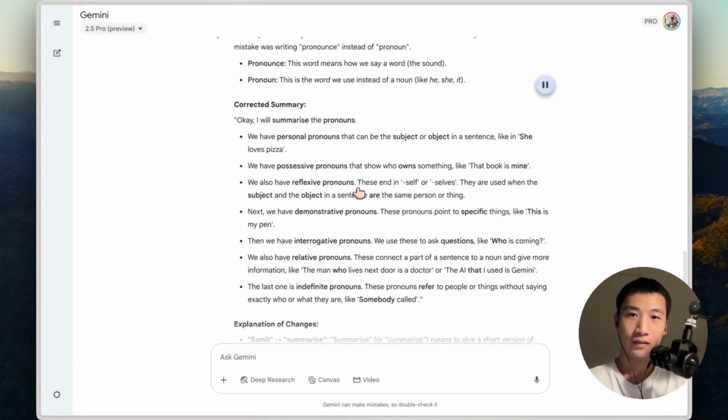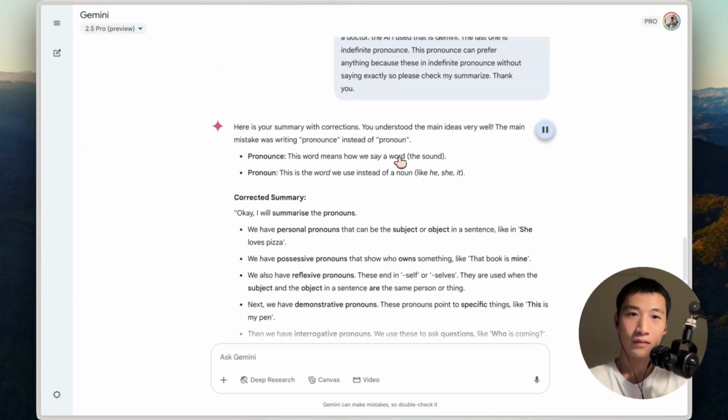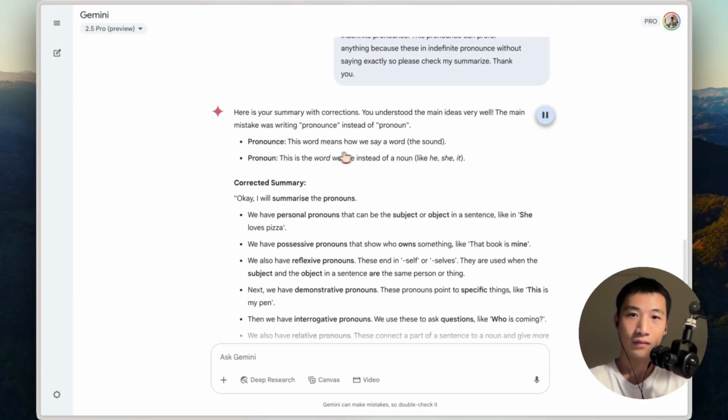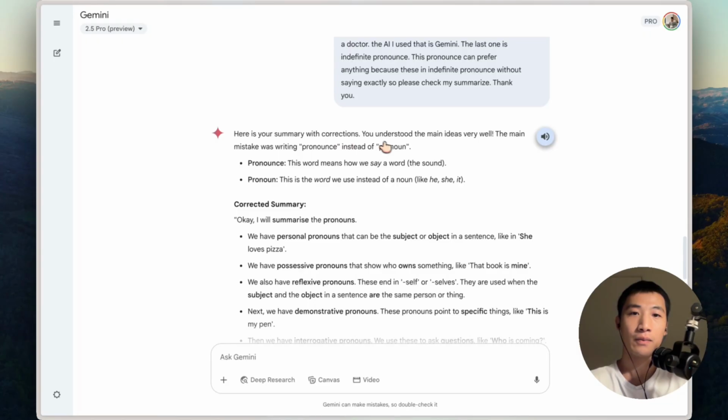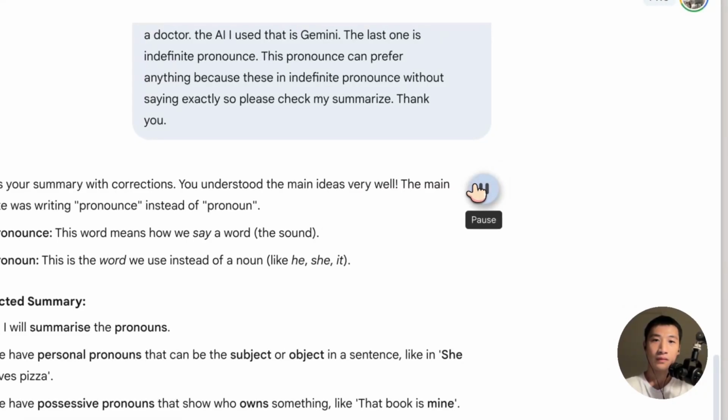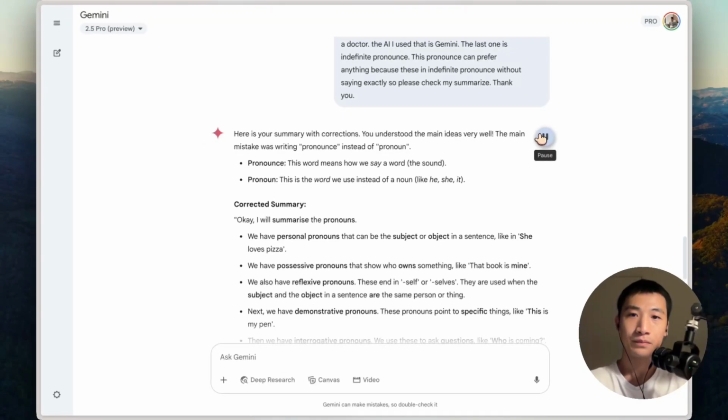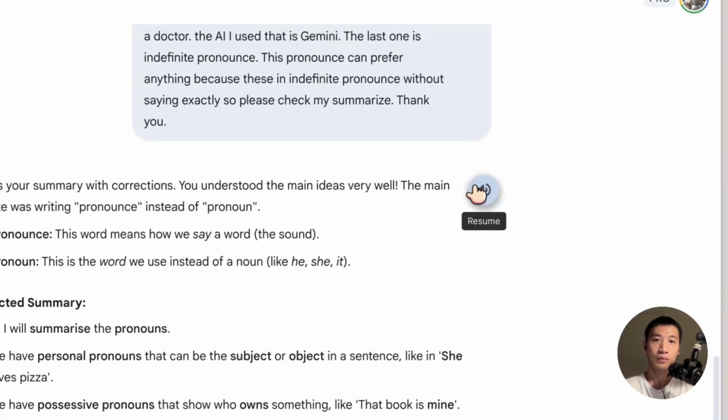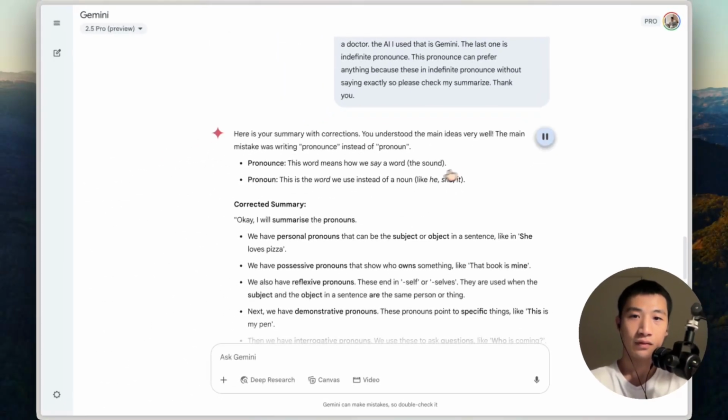Here is your summary with corrections. You understood the main ideas very well. The main mistake was writing pronounce instead of pronoun. Pronounce means how we say a word, the sound. Pronoun is the word we use instead of a noun, like he, she, it.